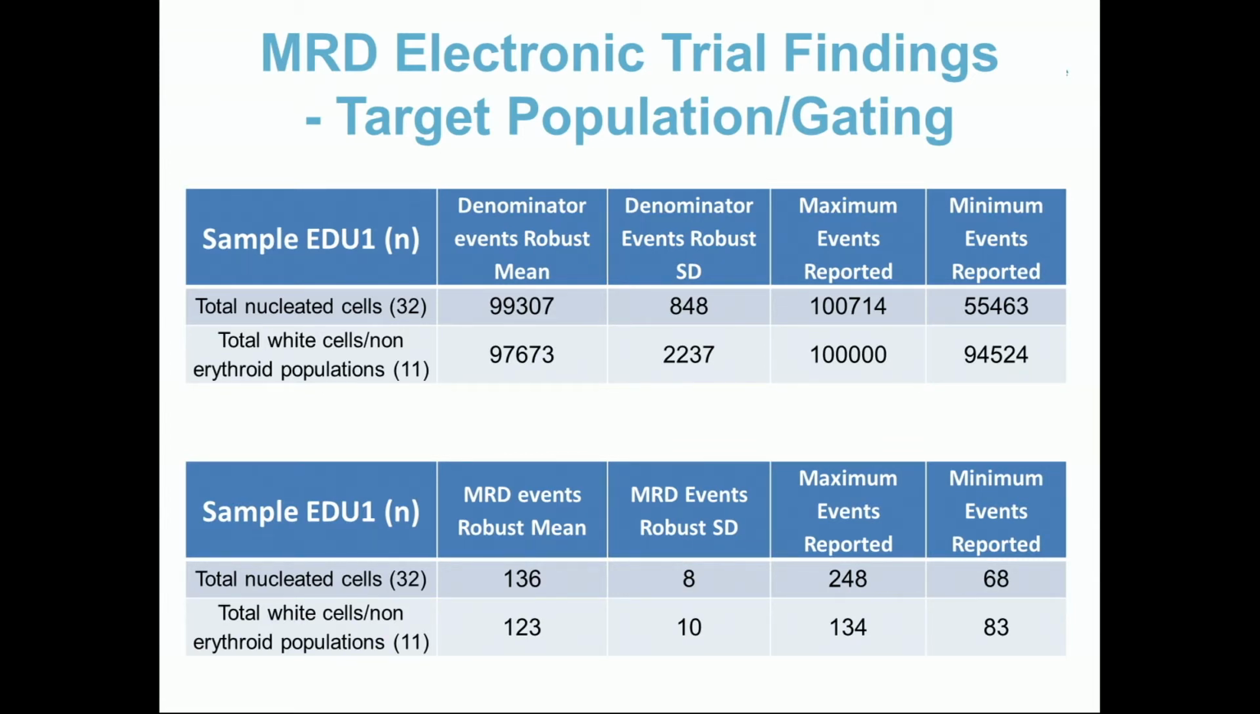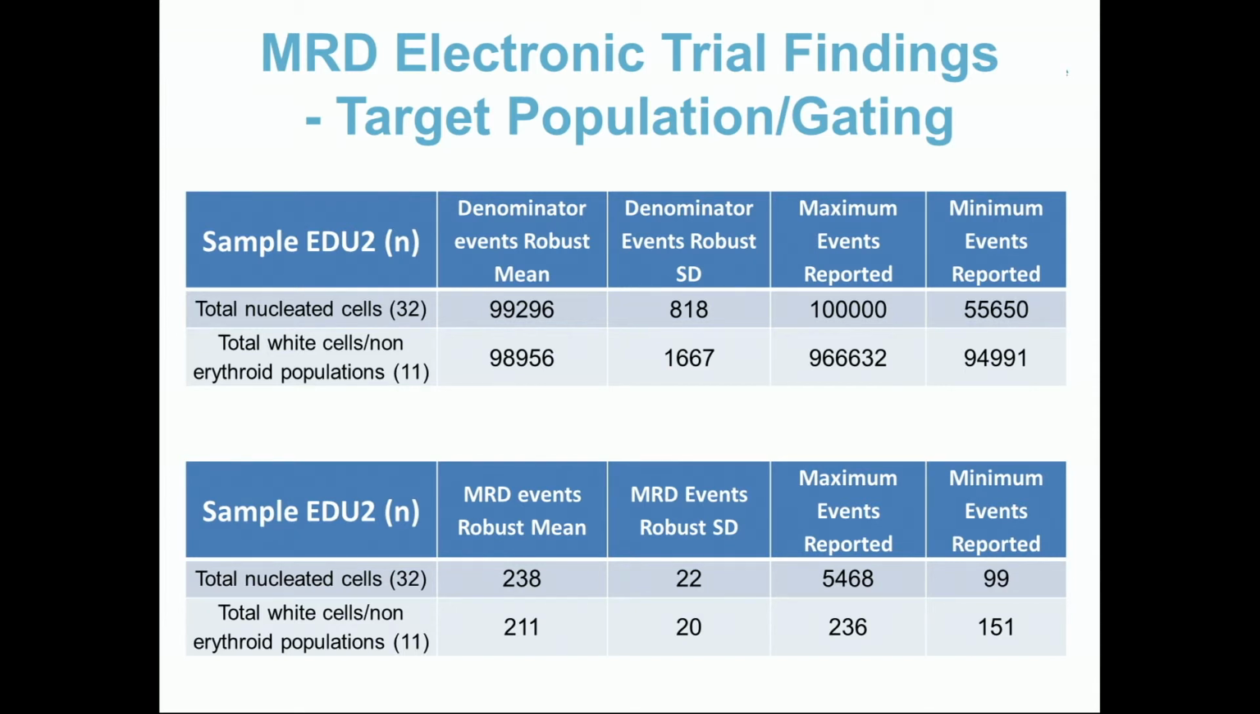When we actually look at the MRD events, total nucleated cells 136, 123 on total white cells. So that does compare quite well. Nice tight SDs, but again, quite a big difference, nearly a threefold difference between the maximum events and the minimum events.